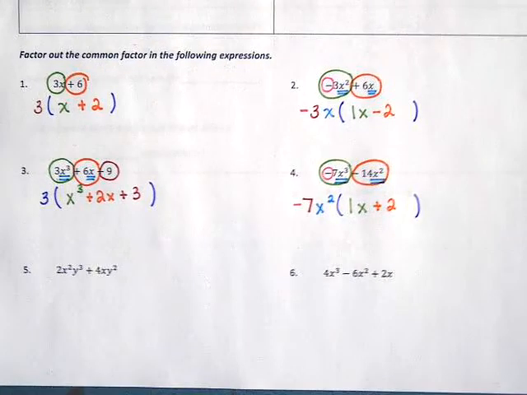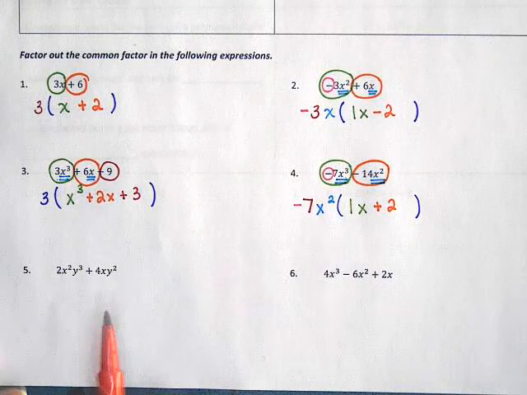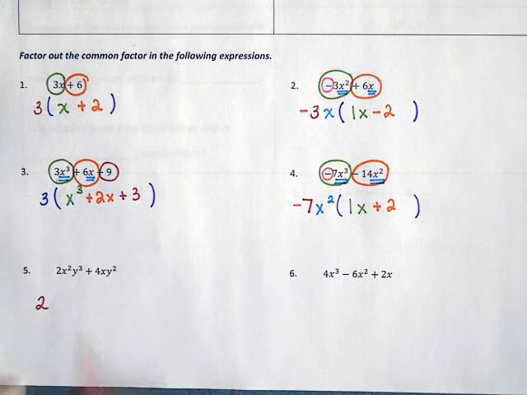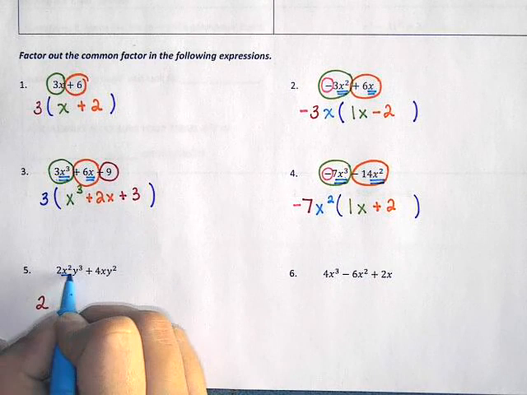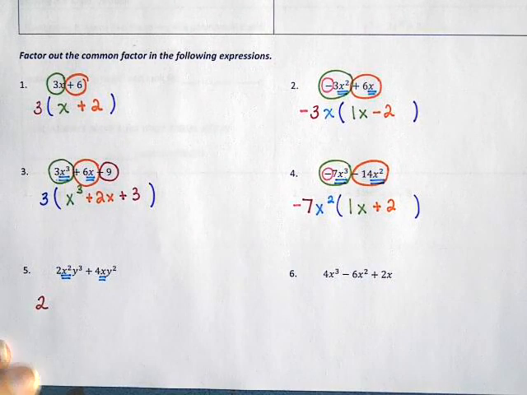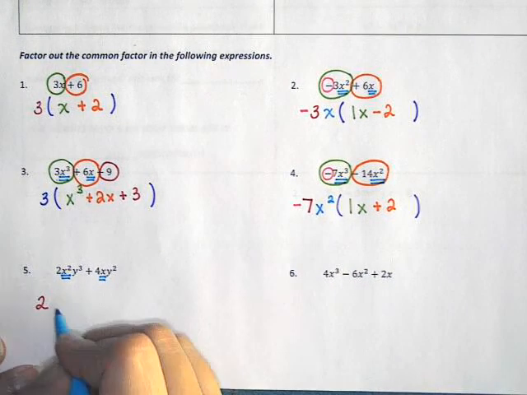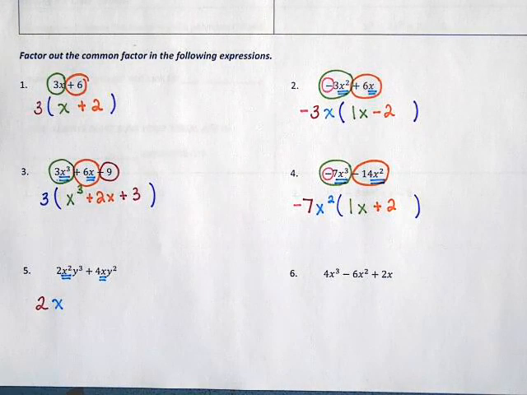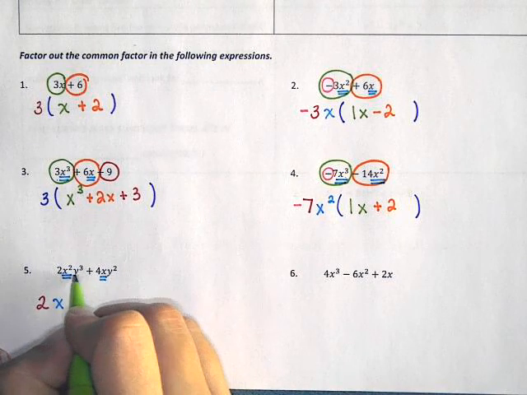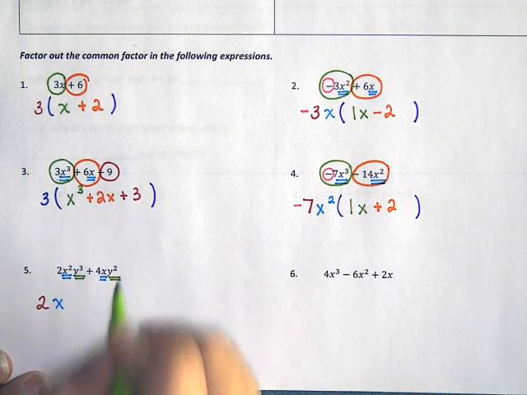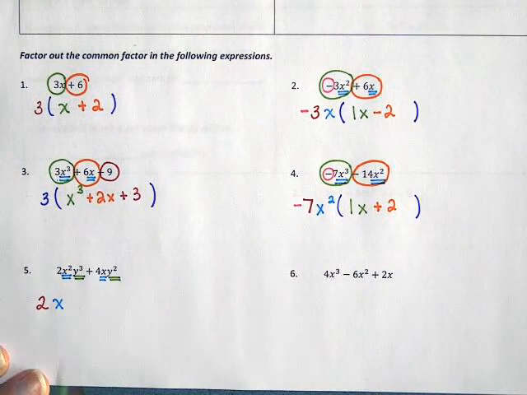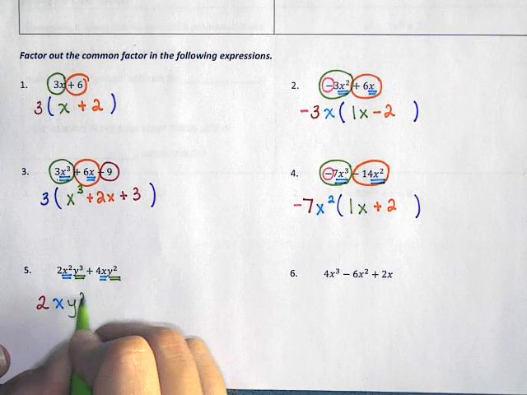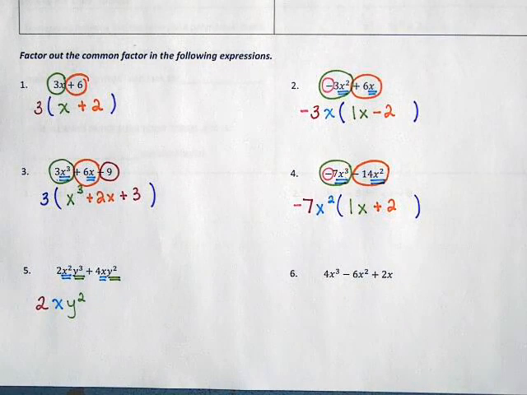Next, what number goes into 2 and 4? Well, the answer would be 2. Now we're going to look at the x's. This guy has 2 copies of x, and this guy only has 1. So the biggest amount we can remove is just 1. This guy has 3 copies of y, and this guy has 2 copies of y. So the biggest amount we can remove would be 2 copies of y.